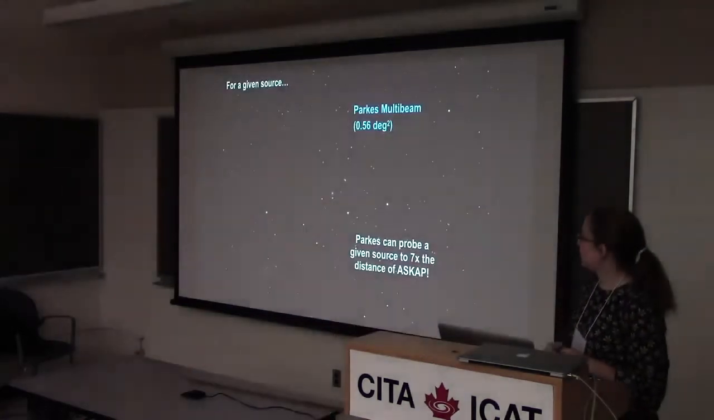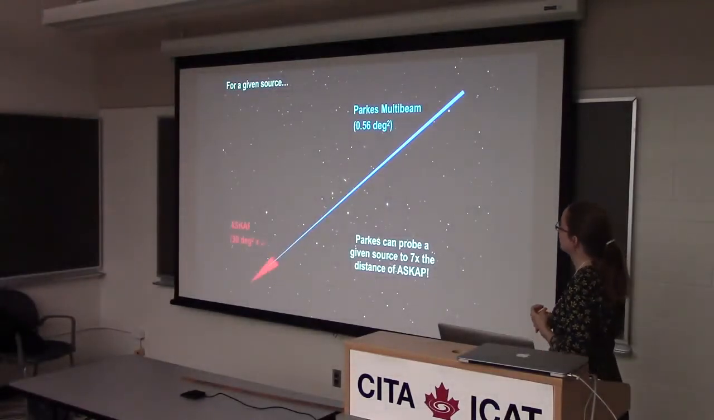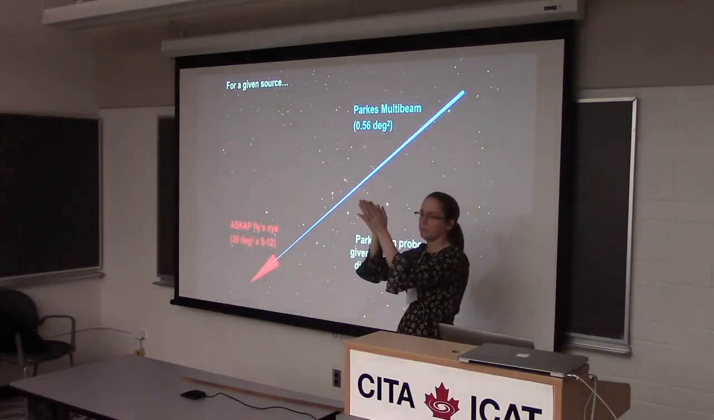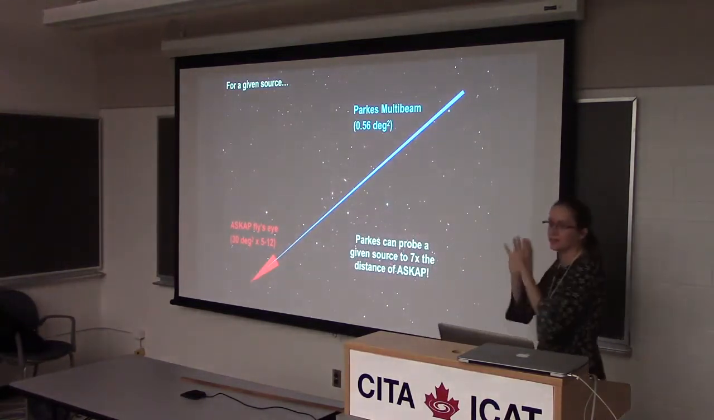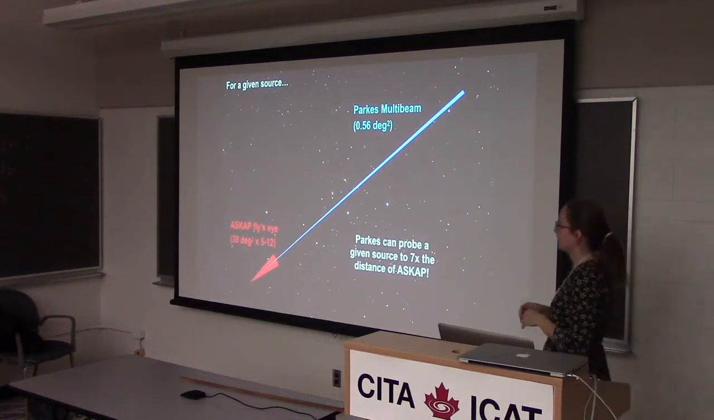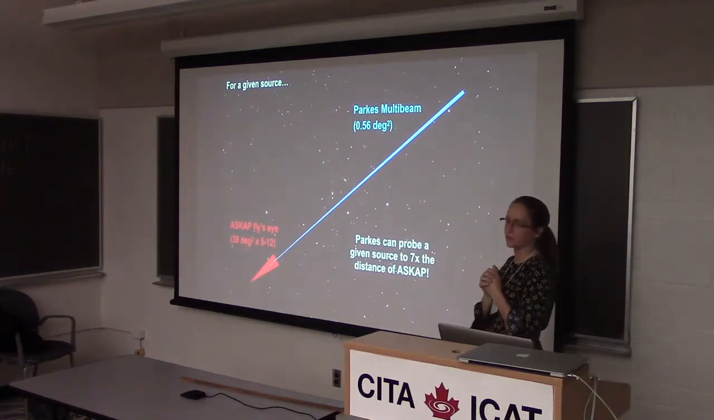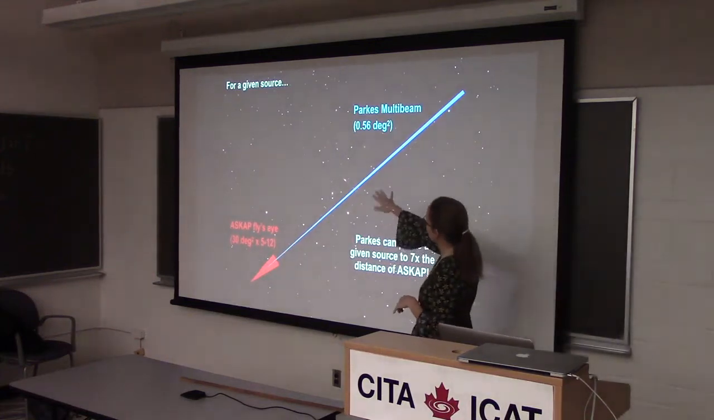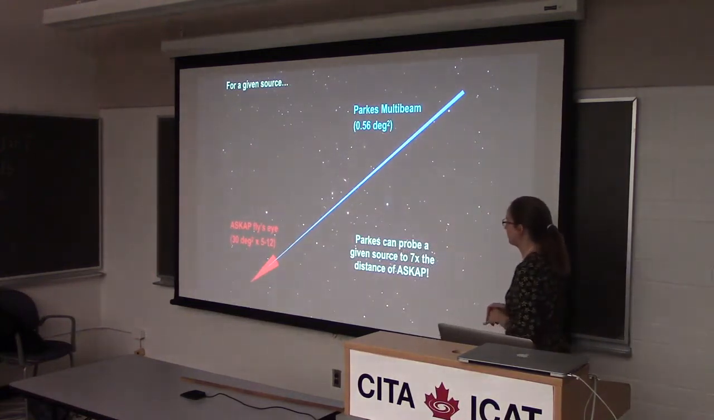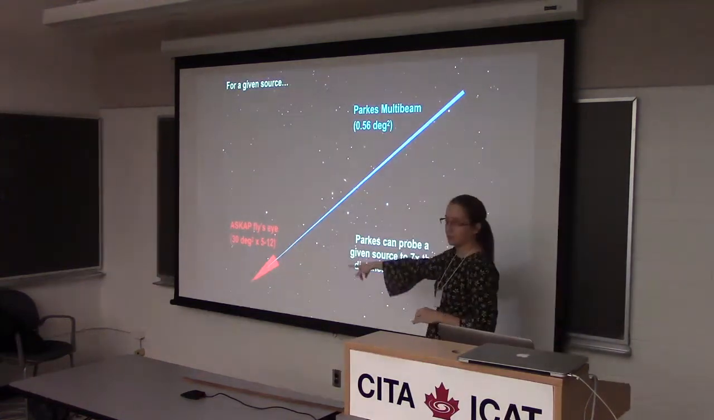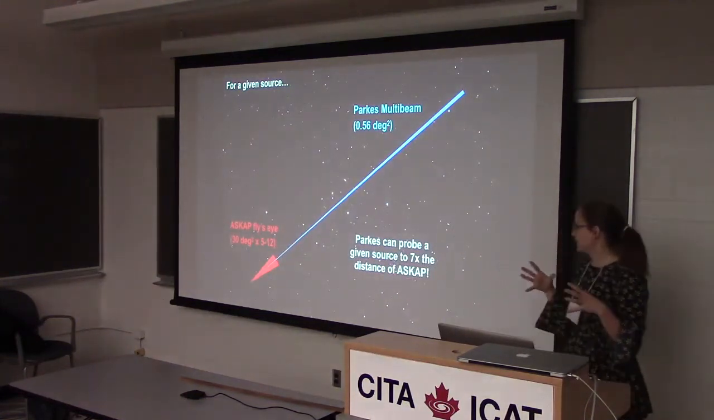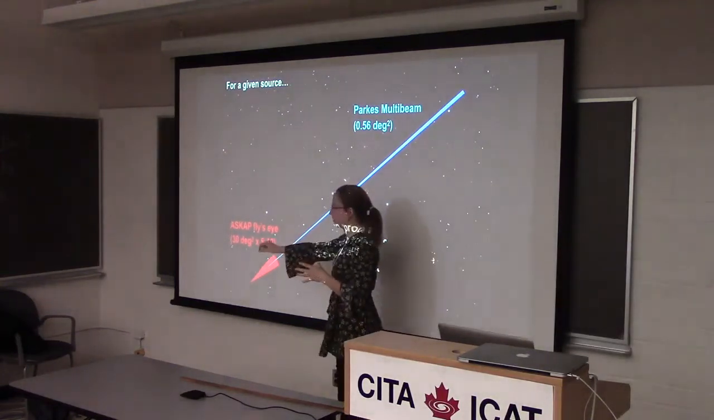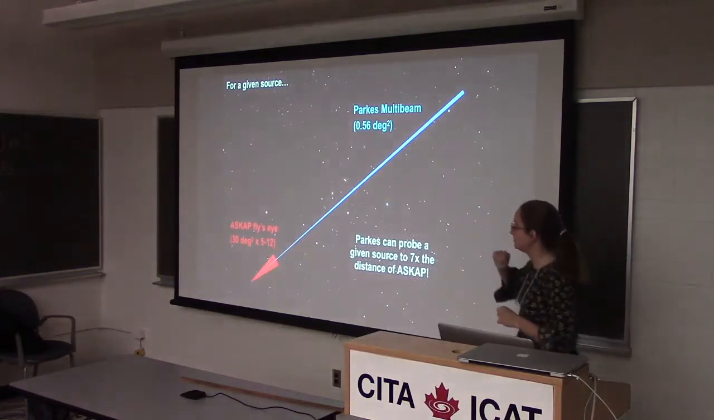But I wanted to make a simple point about this, and I'm showing here, basically if you took the Parkes field of view, which is about 0.56 degrees in radius with the Parkes multibeam, and you said, how sensitive are we? And we can look at a source at some distance. It doesn't matter what distance, I don't know what the distance is, but for a given source, say we can look about that far. Turns out that Parkes, based on its sensitivity compared to ASCAP, can probe a given source to about 7 times the distance of ASCAP. So if you have a fixed luminosity, Parkes can see it 7 times as far.